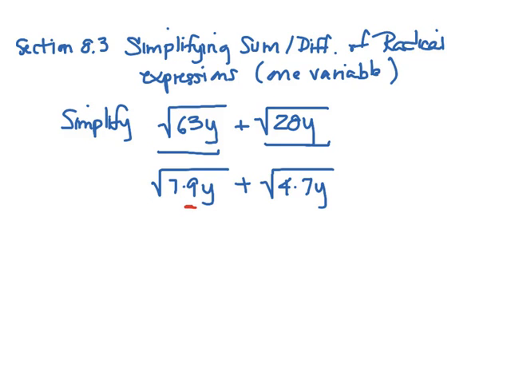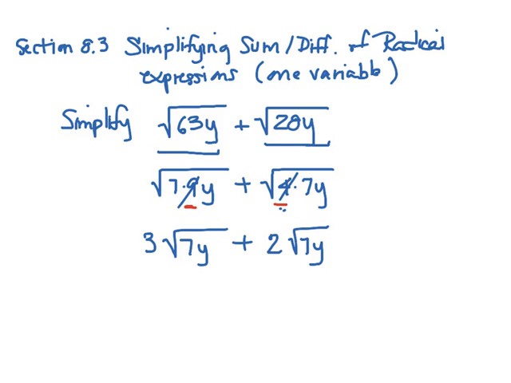Now I have perfect squares in each of my radicals. I have a 9 in the first one and a 4 in the second one. So I can take the square root of 9 and I get 3, and I'm left with the 7 and the y on the inside. Over here I have the square root of 4, so I pull out the 2, and I'm still left with the square root of 7y inside.